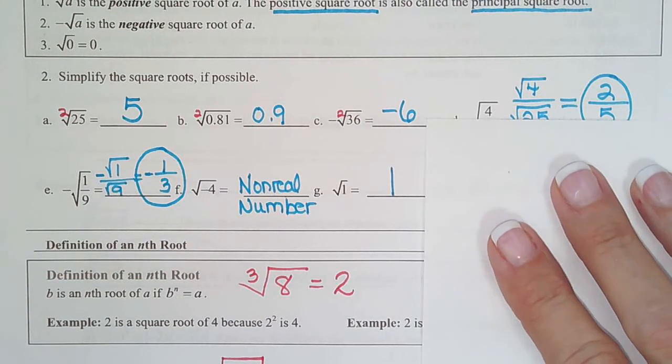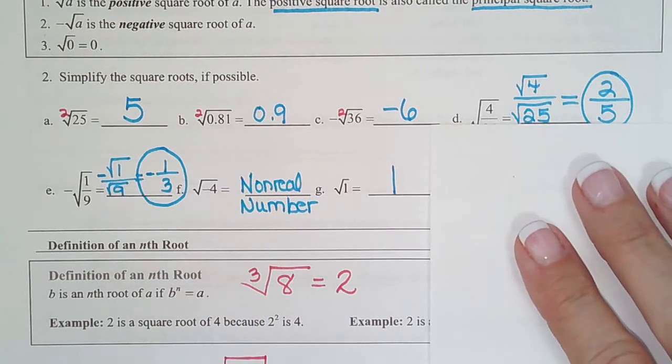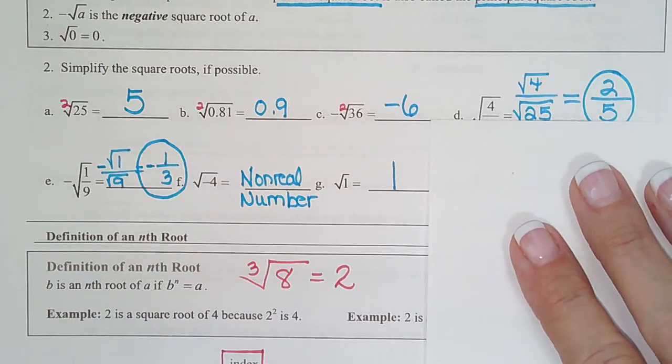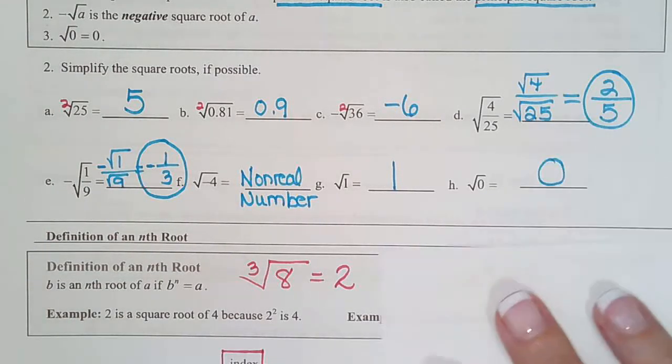Square root of 1 is itself 1. Well, the cool thing about 1 is it's everything. The square root of 1 is 1. The cube root of 1 is 1. The fourth root of 1 is 1. The fifth root of 1 is 1. So 1 is everything.